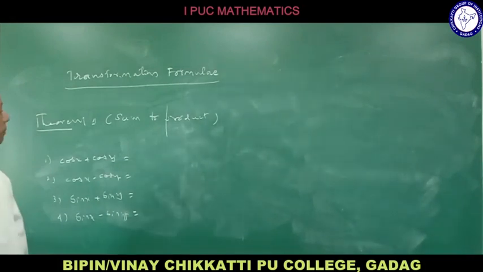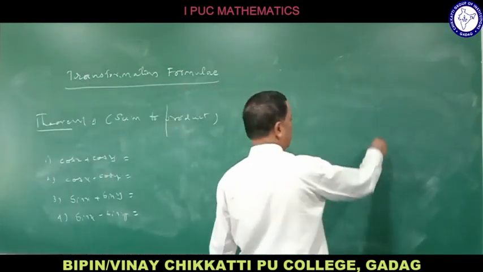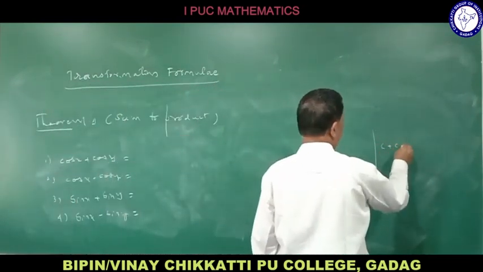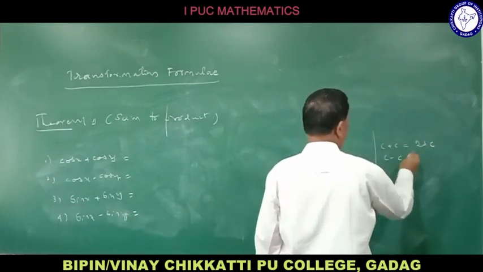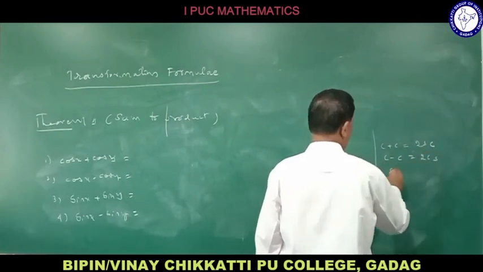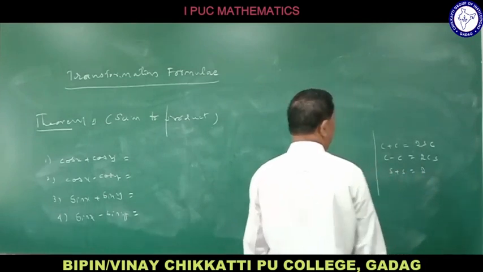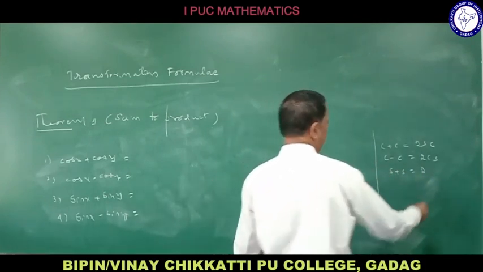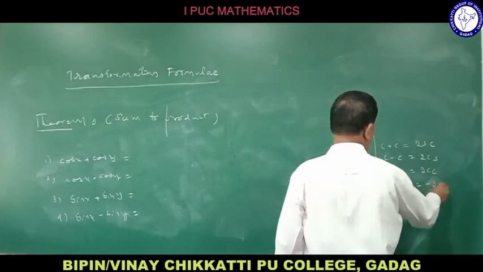So now, to remember the RHS, I tell you how to write the result here. First you have to remember this shortcut method. I am going to explain that. C plus C is 2SC, C minus C is 2CS, S plus S is 2SC, and S minus S is 2CS.